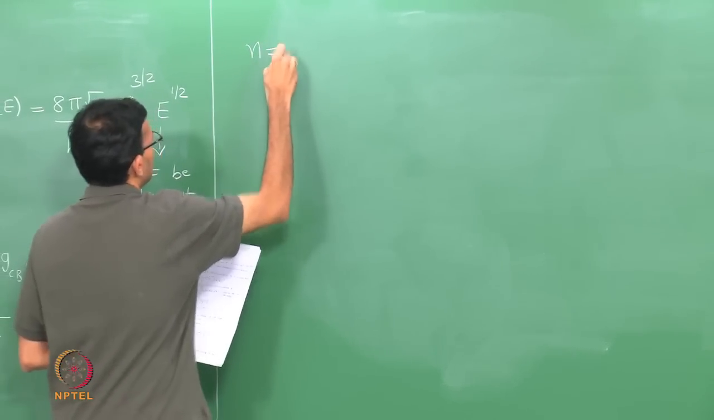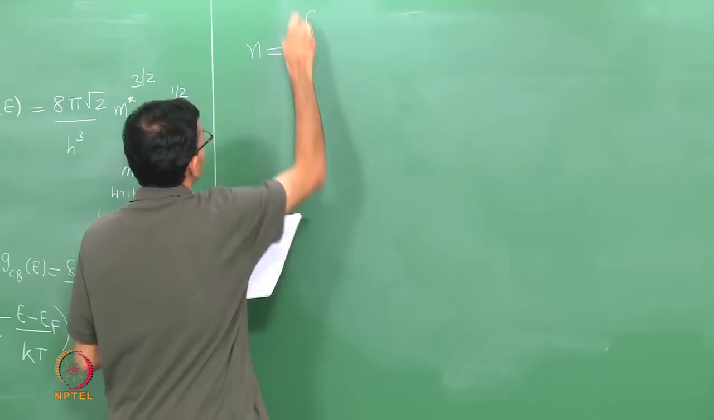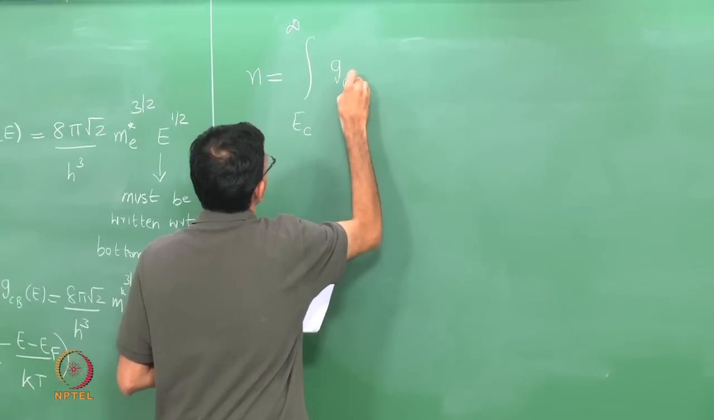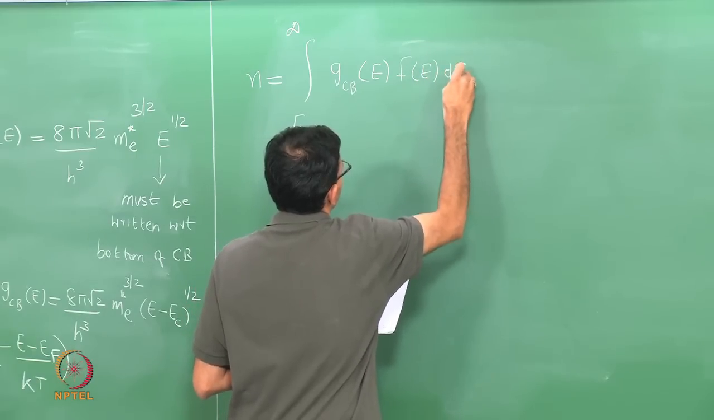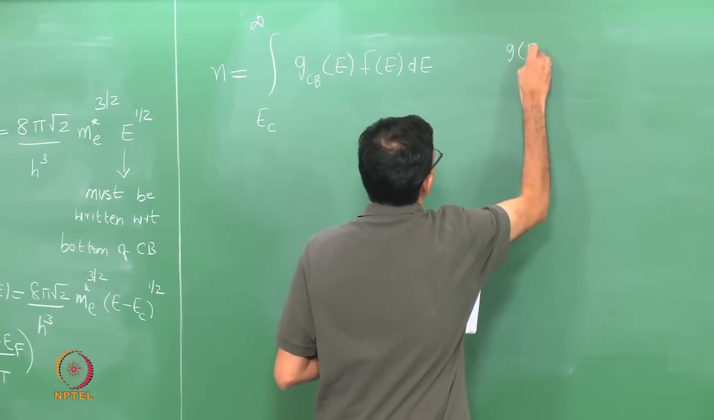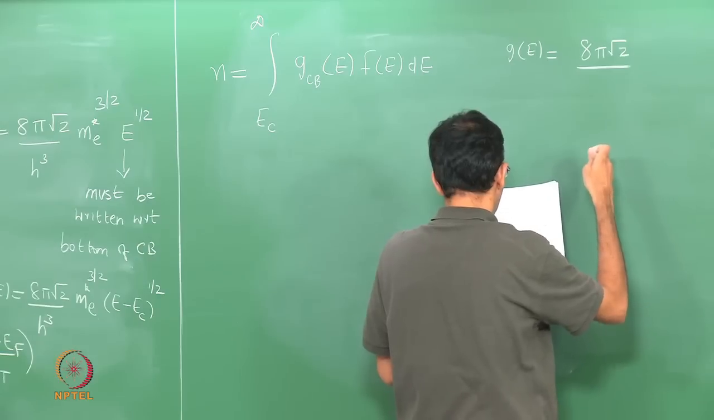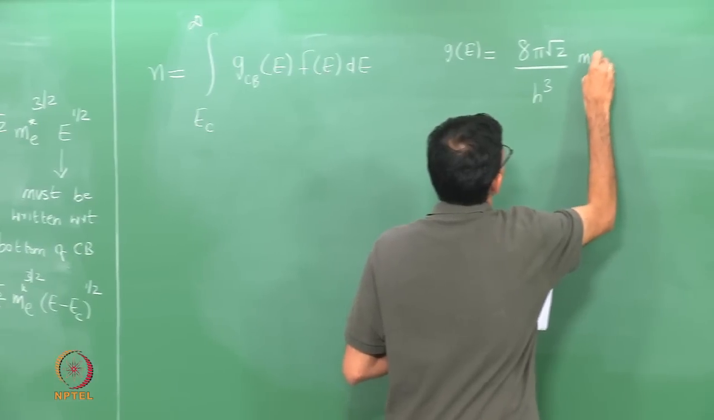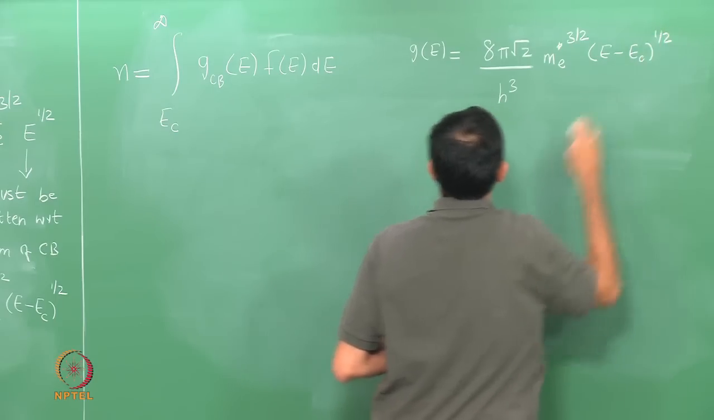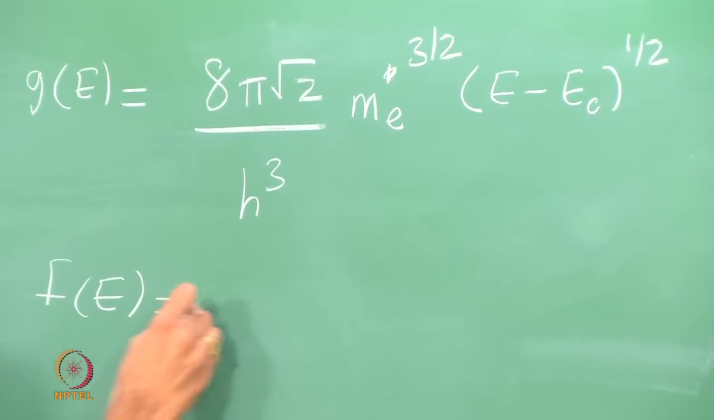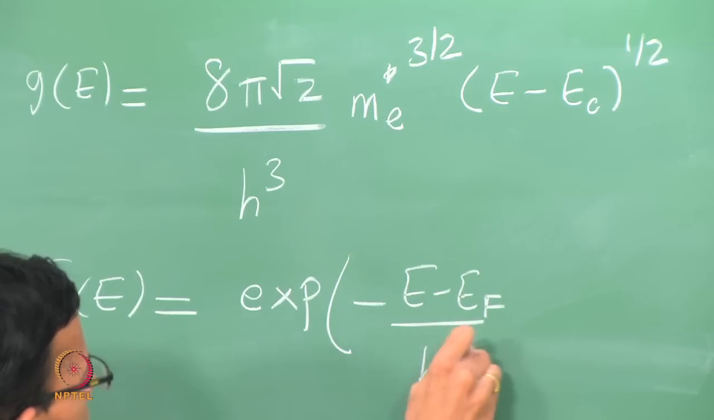If we rewrite this, n, which is the number of electrons in the conduction band, goes from the base of the conduction band E c up to infinity, the density of states times the Fermi function dE, where the density of states is given by this expression m e star whole power 3 over 2 (E minus E c) whole power half, and f of E we will use the Boltzmann's approximation and write it as exponential minus (E minus E F) over kT.